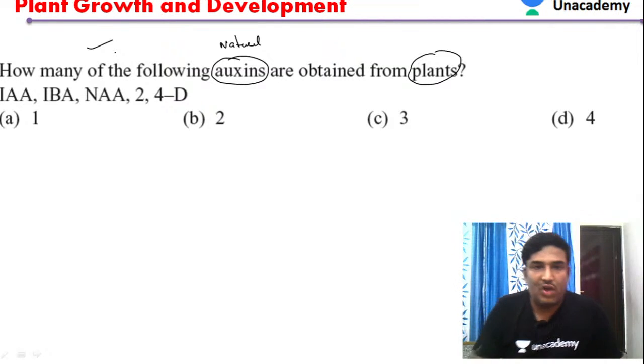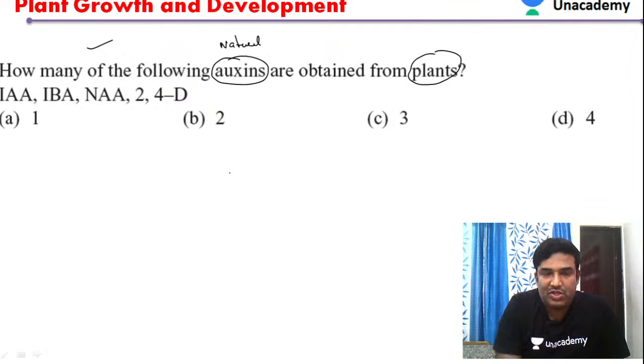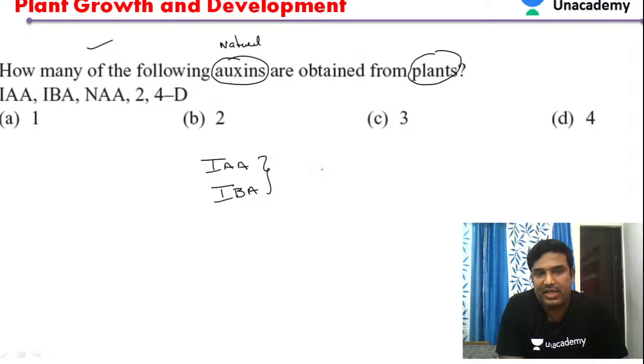Let's see this question. How many are natural auxins? Natural auxins, we discussed earlier: indole acetic acid and indole butyric acid. So these are the two natural auxins. What was the question? Which are auxins which are obtained from the plants? Plants means they should be the natural auxins. So indole butyric acid and indole acetic acid both are natural auxins.